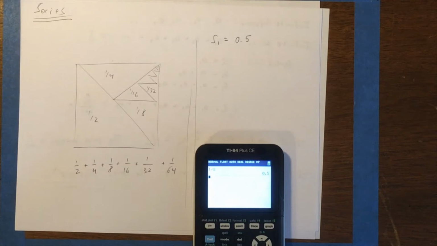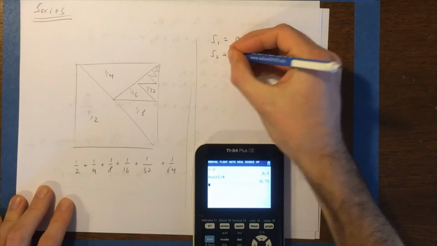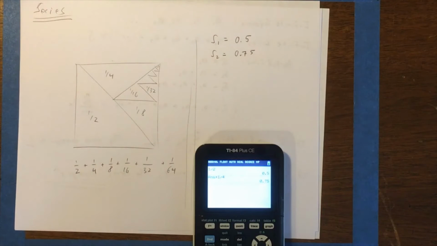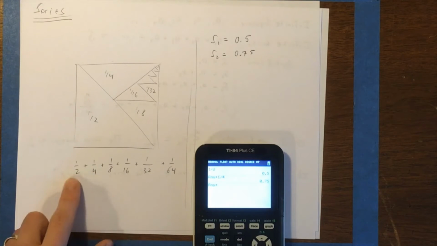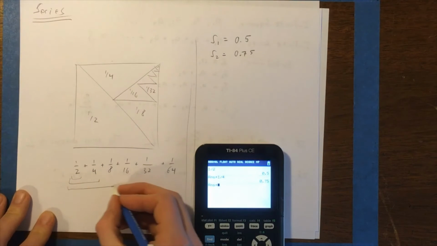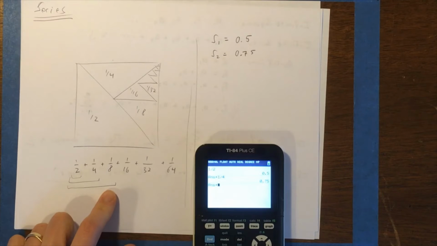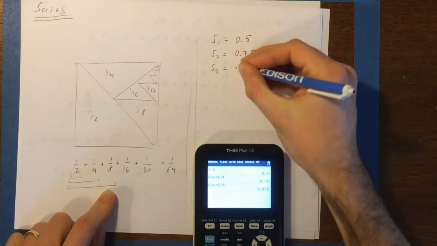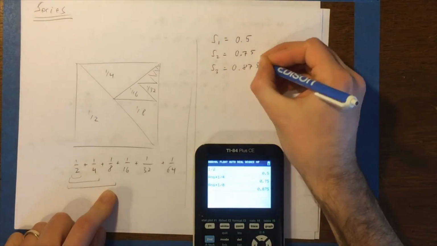Then for S2, we take the previous answer and add 1/4. So S2 is going to be 0.75. That's 1/2 plus 1/4. Then for S3, we take the previous answer and add 1/8. So far we've got 1/2 plus a fourth, and now we're doing 1/2 plus a fourth plus an eighth. S3 is going to be 0.875.